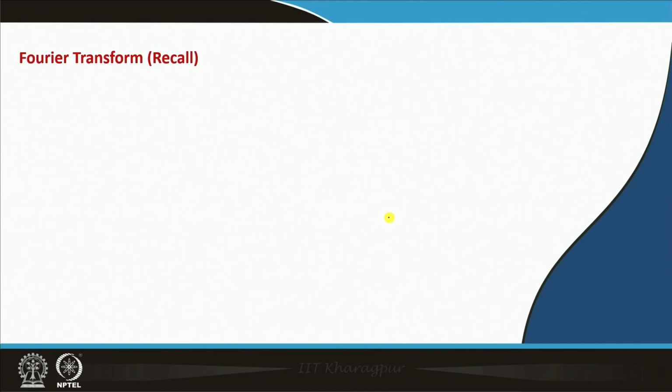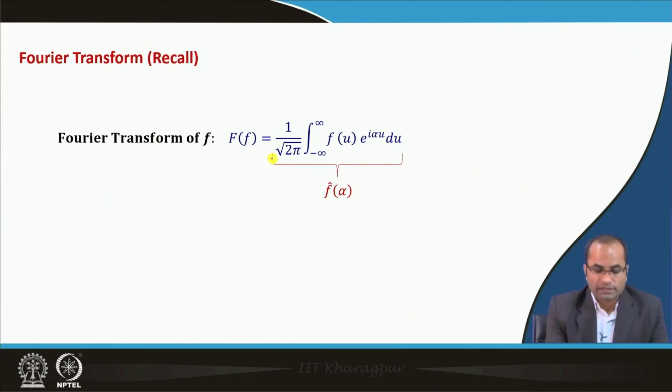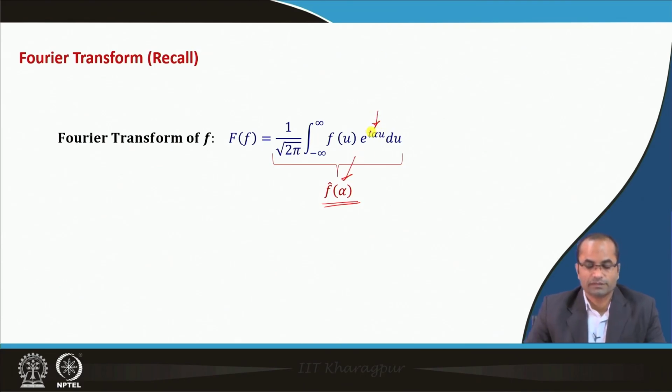Just to recall, in the last lecture we introduced the Fourier transform. The Fourier transform of a function f was given by this integral, the factor 1 over square root 2 pi, and then the function f multiplied by exponential i alpha u du. For simplicity, we have denoted this by f hat of alpha, because this is the transformed function now. It is a function of alpha, because alpha is a parameter here.